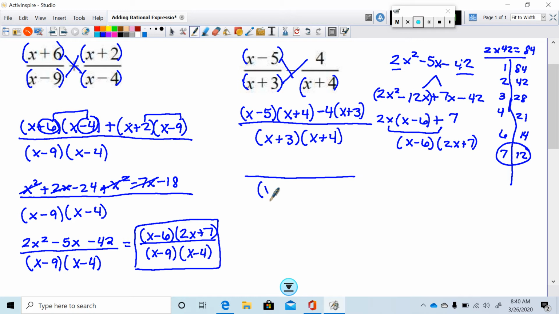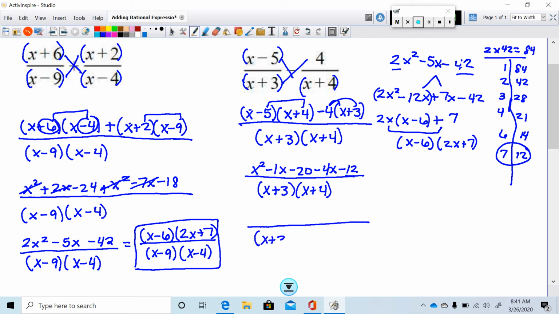Okay, on the bottom, the denominator is x plus 3 times x plus 4. Multiplying out the numerator, I've got x times x is x squared. These two numbers get added together, so negative 5 plus 1 is a negative 1, and I've got an x. And then you multiply them. Negative 5 times 4 is negative 20. This one gets distributed, negative 4x. And negative 4 times 3 is negative 12. Okay, the denominator is going to stay like it is, x plus 3 times x plus 4.